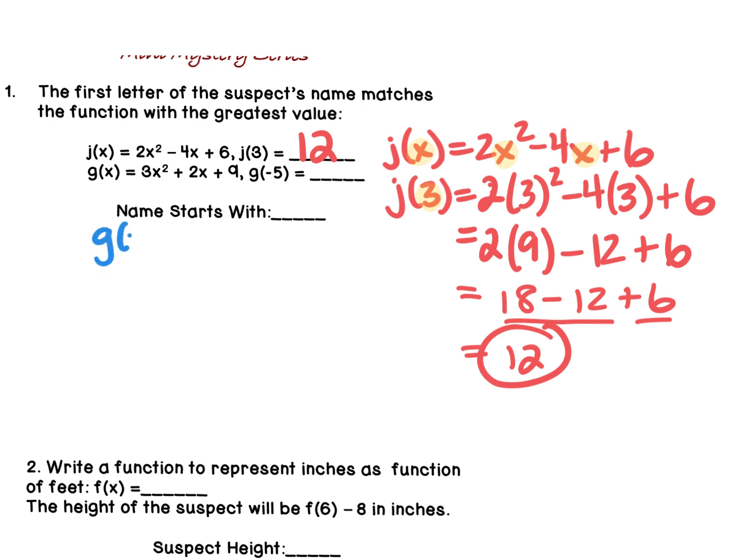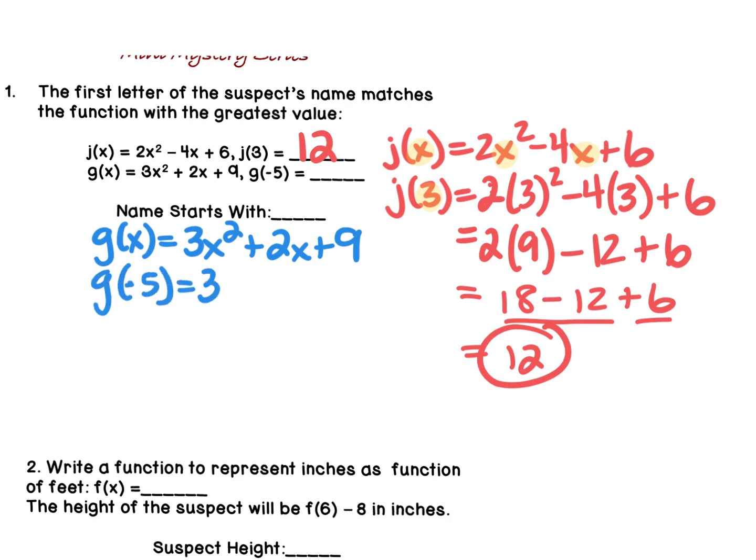Now I've got to simplify g of x. So for g of x, we have a different function, 3x squared plus 2x plus 9. So if I do g of negative 5, again, substituting in negative 5 where we see these x's in the original function, 3 times negative 5 squared plus 2 times negative 5 plus 9. And once you plug your values in, we are just simplifying using our order of operations.